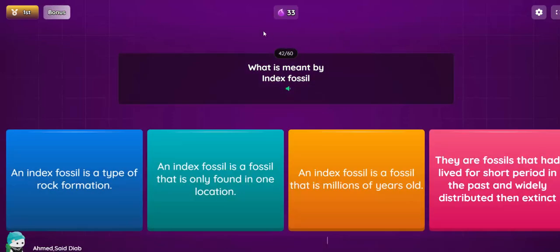Question: what is meant by index fossil? Option 1: an index fossil is a type of rock formation. Option 2: an index fossil is a fossil that is only found in one location. Option 3: an index fossil is a fossil that is millions of years old. Option 4: they are fossils that had lived for a short period in the past, were widely distributed, then became extinct.